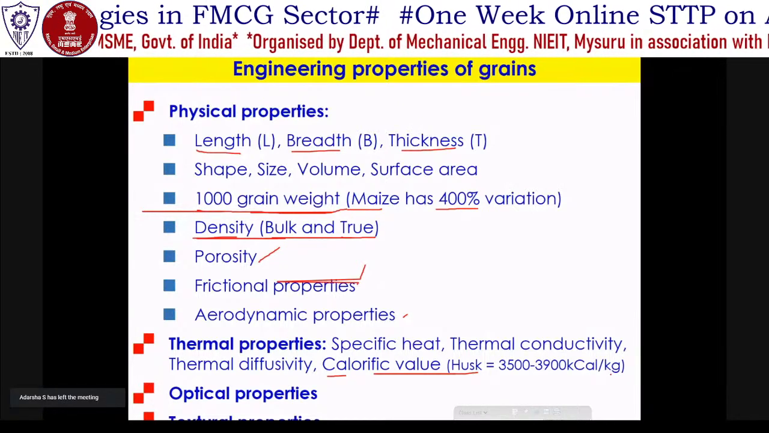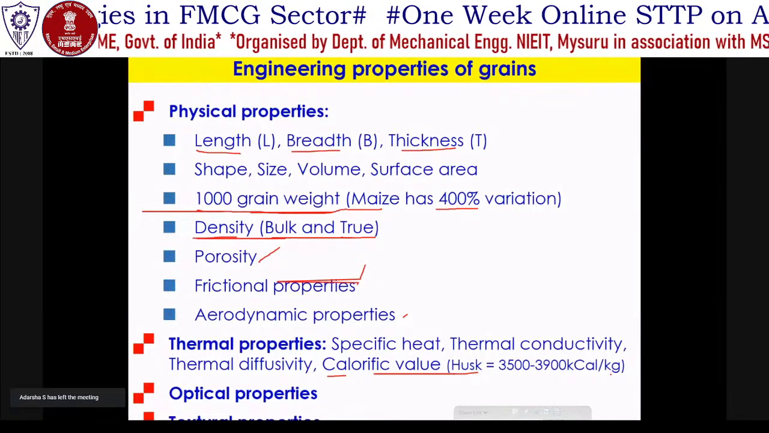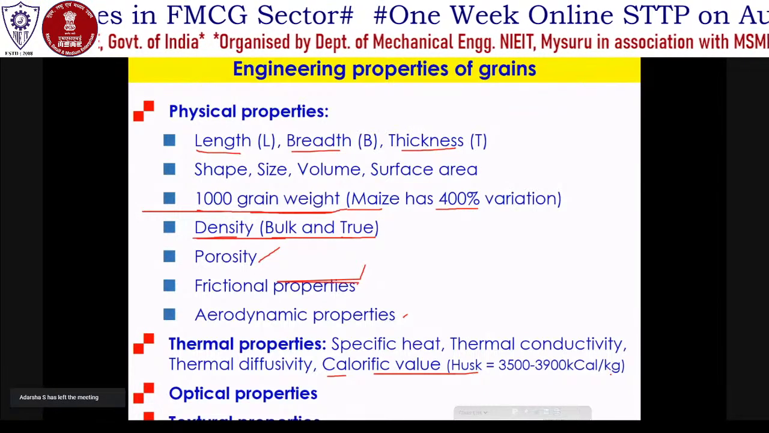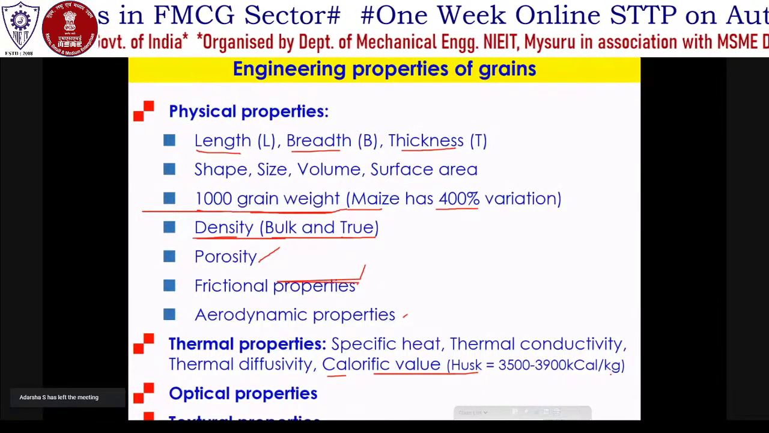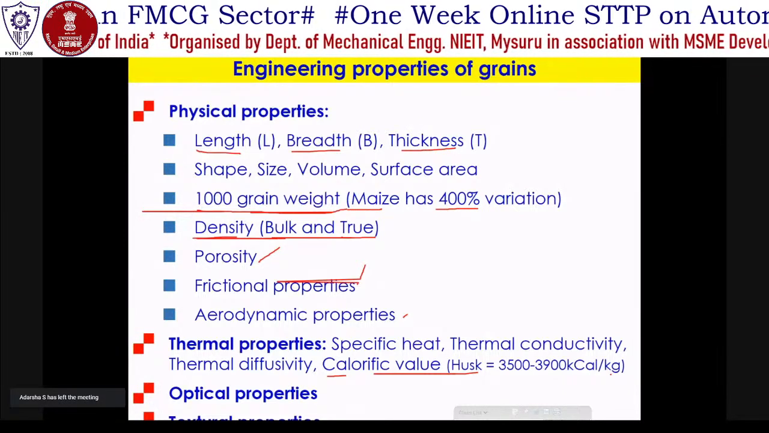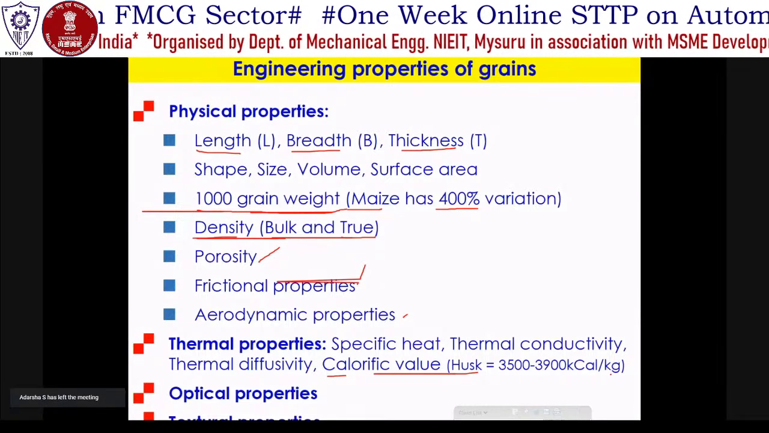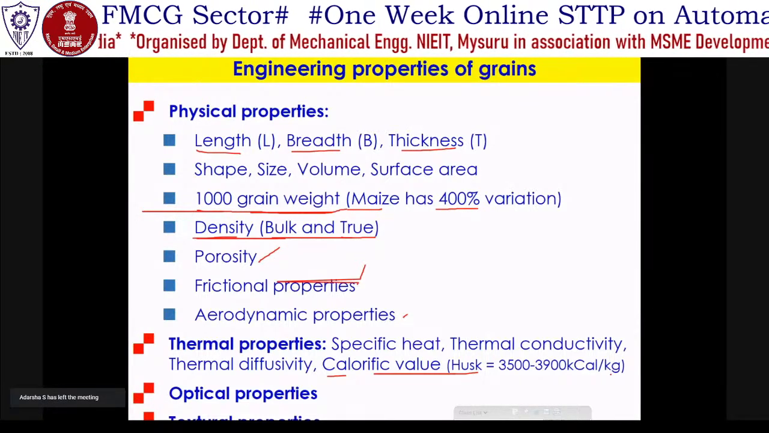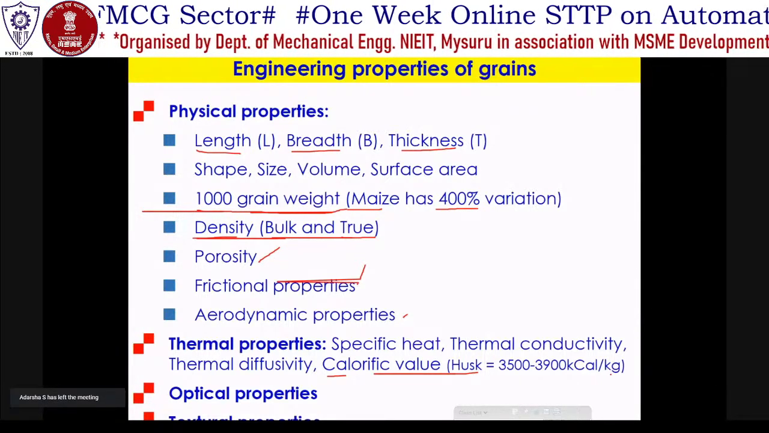I need to know the optical properties. I need to know the textural properties. How hard is the grain? Does it bend during different moisture contents? What happens to it when I press it? How will it behave? All these things I need to know before I can design a machinery or before I can do any other work.